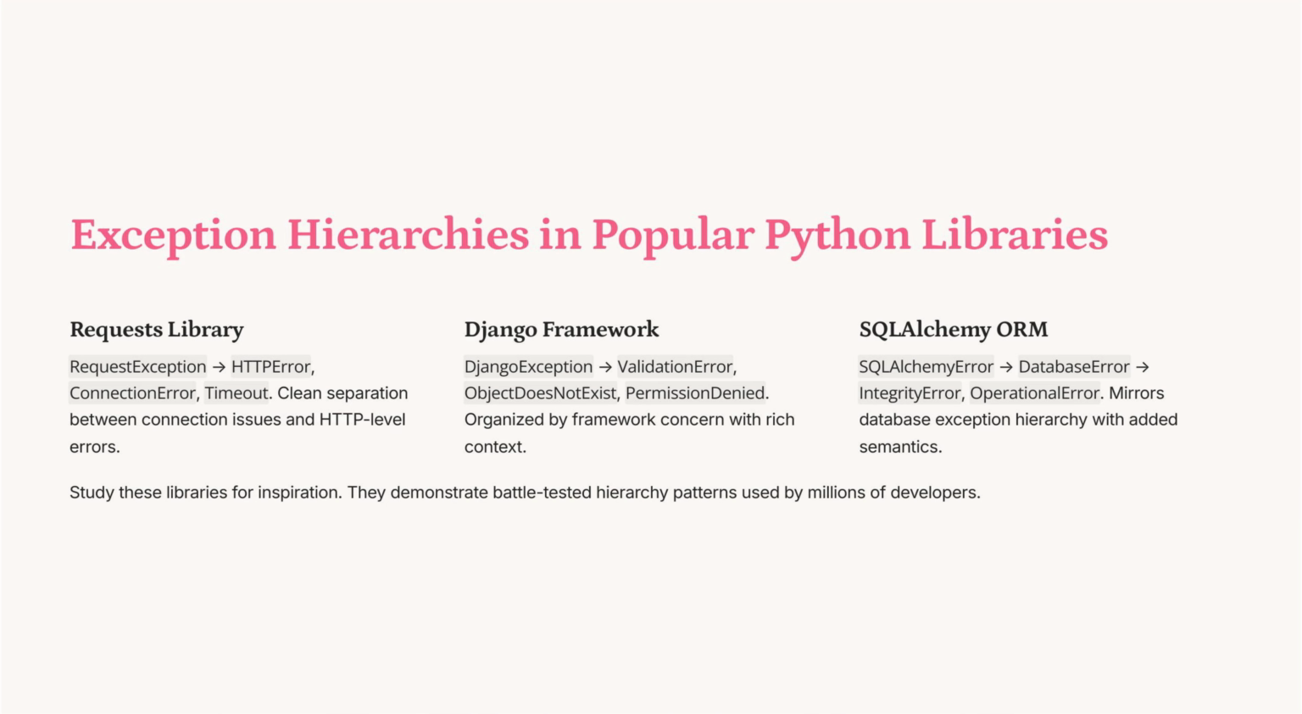Popular Python libraries like Requests, Django, and SQLAlchemy showcase effective exception hierarchies. Requests cleanly separates connection issues from HTTP errors. Django organizes exceptions by framework concerns, providing rich context. SQLAlchemy mirrors database exception hierarchies, adding semantics. These libraries offer battle-tested patterns, inspiring robust error handling strategies for developers.